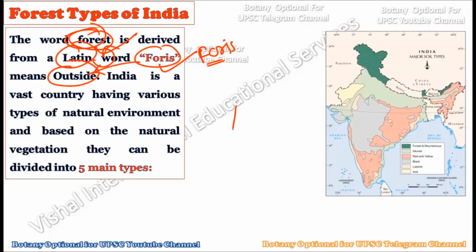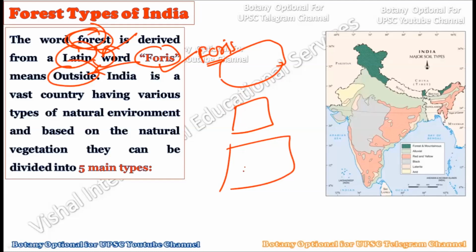Generally, if there is a house, the forests are present outside. Generally we build homes in plain areas, and the forest area is left behind, and hence it can be considered an outside area. And hence from this word, forest is created, which literally means the outside area.